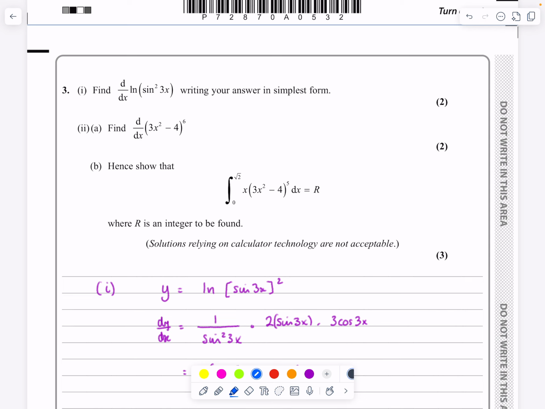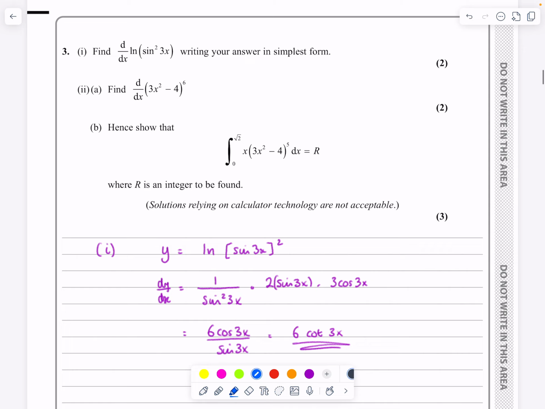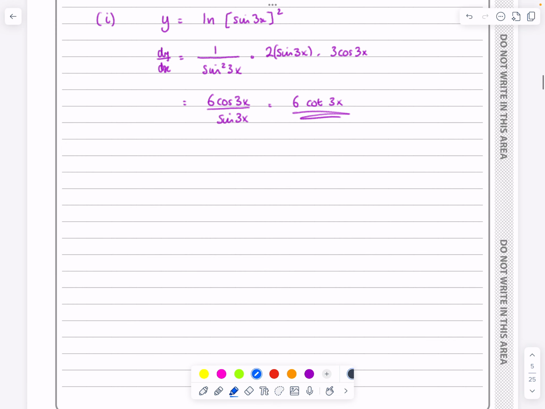Part 2, part A at least, says find the differential of y equals 3x squared minus 4 to the 6, so that we can then use that to integrate, and we'll be using the reverse chain rule when we're doing that. So for 2 part A, I'm going to use exactly the same idea.